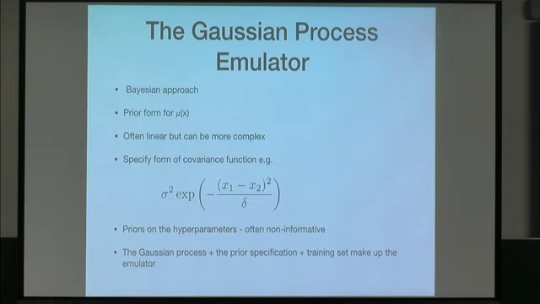So we've got Gaussian processes. Now we want to build a Gaussian process emulator. We use a Bayesian approach. So we have a prior form for that mean function. We might say, well, we're going to have a linear mean function, or we could make it quite a complex polynomial or a Fourier or a wavelet sequence. It doesn't matter. That's tailored to the problem. We specify some form of the covariance function. This one's the most popular, though it's a little controversial.